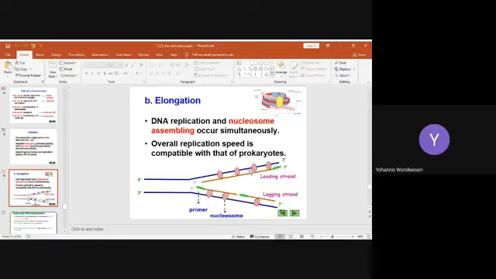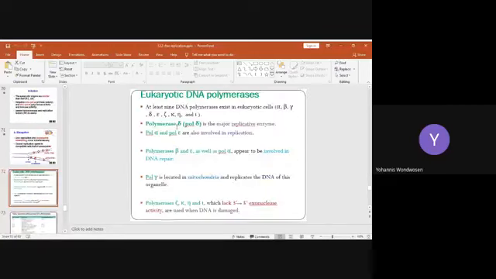But mainly in this diagram, it's showing the single strand binding protein. It can be used to protect against attack by nucleases and hydrolysis, so it keeps the strand single. So eukaryotic DNA polymerases have different subunits.